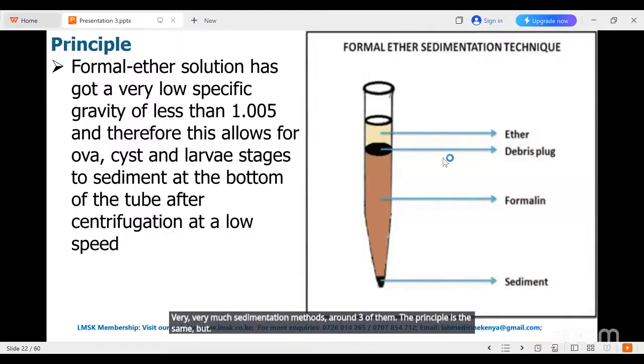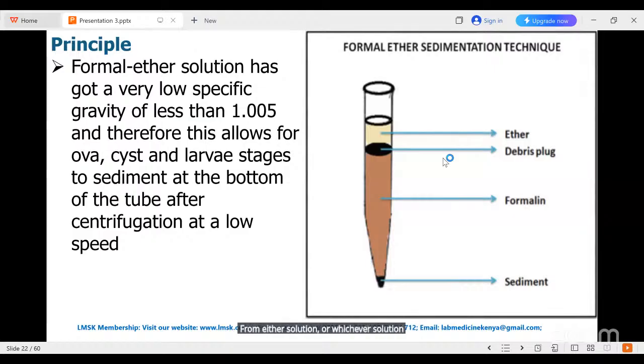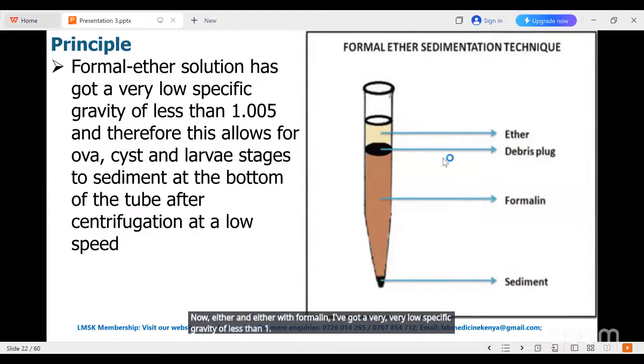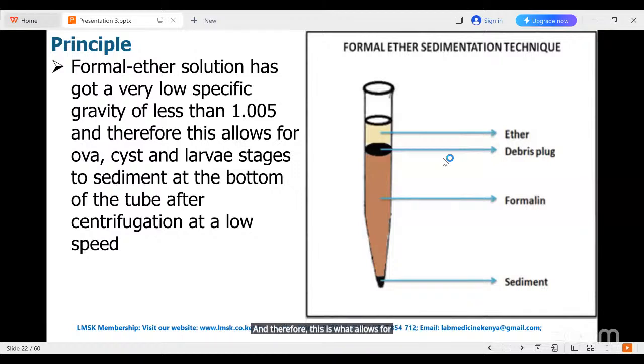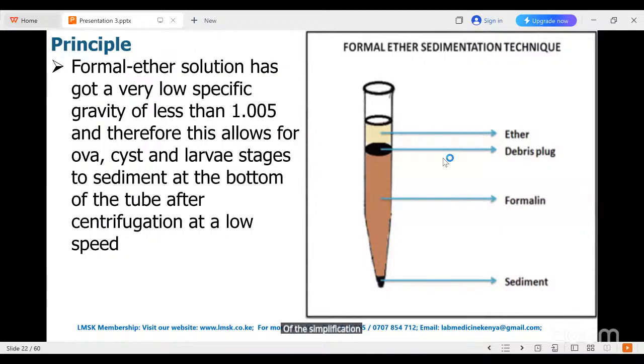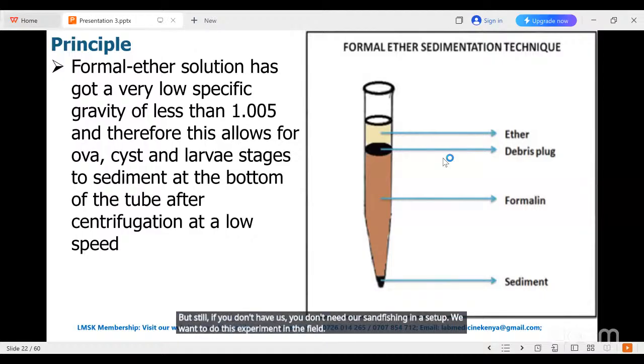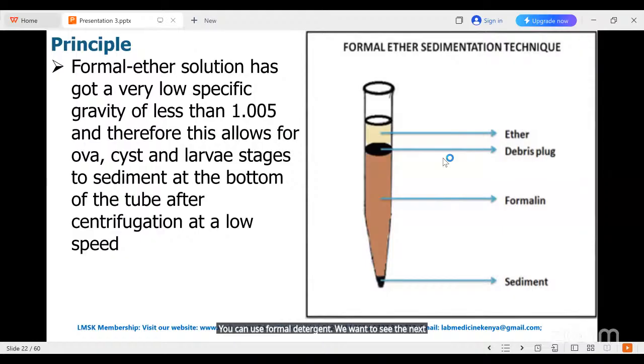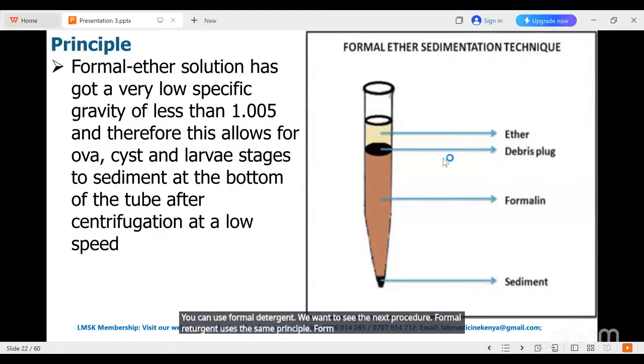Formol ether solution, or whichever solution, formol detergent, formol ether with formalin, has a very, very low specific gravity of less than 1.005. And therefore, this is what allows the ova and cysts of parasites present to sediment at the bottom of the tube after centrifugation at a low speed. We always use a speed of between 1,000 and 1,500. But still, if you don't have a centrifuge in a setup, you want to do this experiment in the field, you can use formol detergent. We want to see the next procedure. Formol detergent uses the same principle. Formol detergent has a specific gravity of less than 1.005.